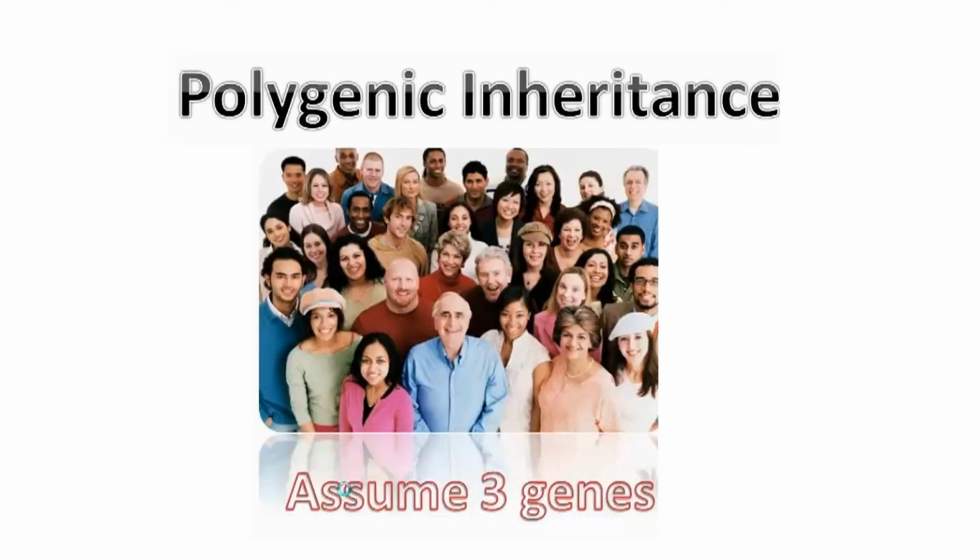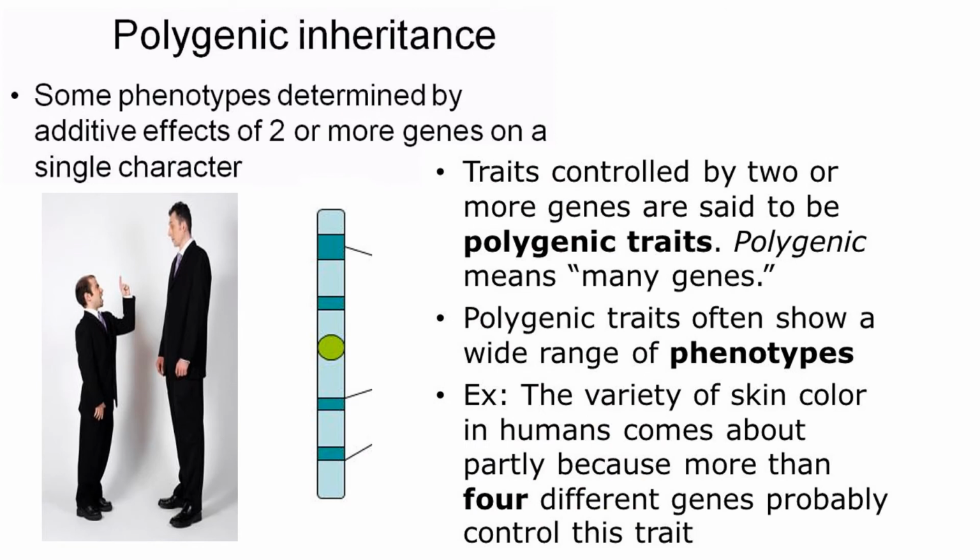Next, the non-Mendelian inheritance caused by polygenes, or polygenic inheritance. Polygenic inheritance is where a phenotype is determined by the additive effect of two or more genes on a single character. Traits controlled by two or more genes are polygenic traits. Polygenic means many genes, and polygenic traits often show a wide range of phenotypes. For example, the variety of skin color in humans comes about partly because more than four different genes probably control these traits.